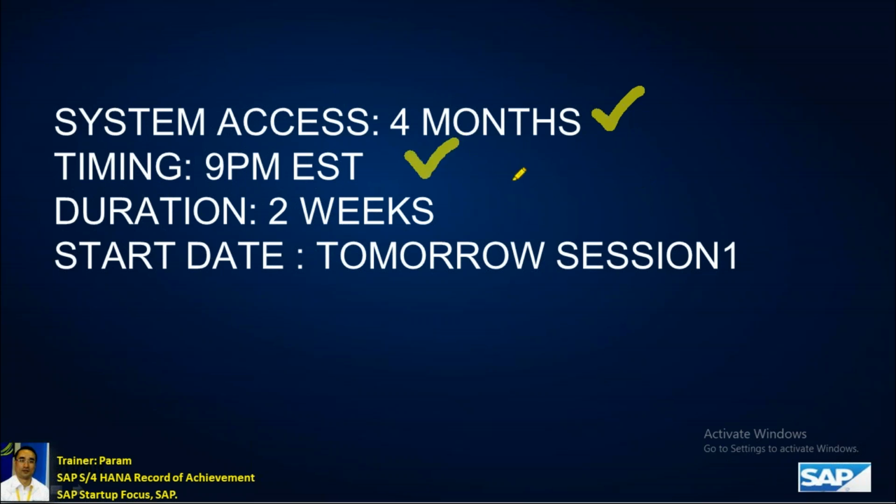The training timelines is 9 p.m. in the evening, Eastern Standard Time. So US Eastern Standard Time, 9 p.m. We're going to start our class, online class. Training duration is going to be for 2 weeks, and session starts tomorrow, first session.